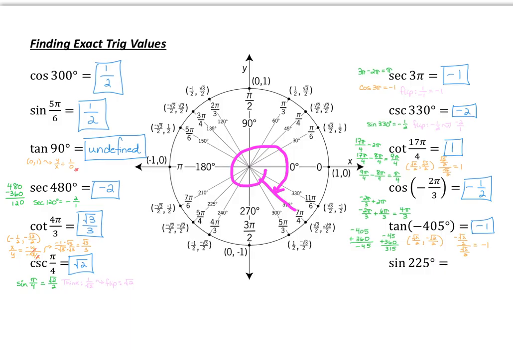And last but not least, sine of 225. Fairly straightforward. Here's your 225. Sine is your y value, so it's going to be negative radical 2 over 2.